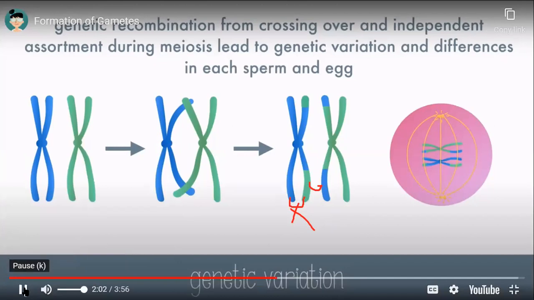In each sperm and egg. This is why brothers and sisters don't all look identical. Now, the whole point of making sperm and egg is for fertilization. That is why a sister and brother are not identical unless they are twins. Okay? Fertilization to make offspring, babies.